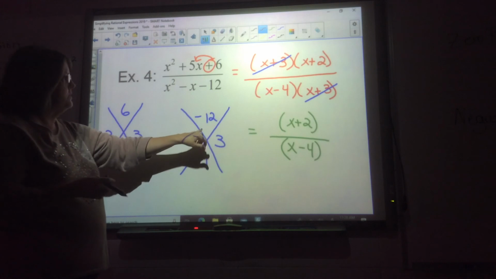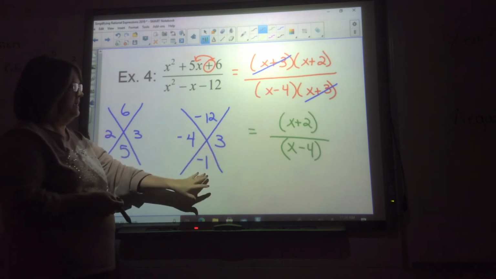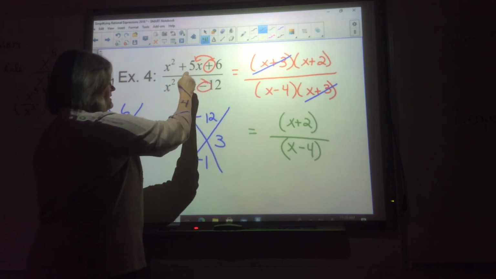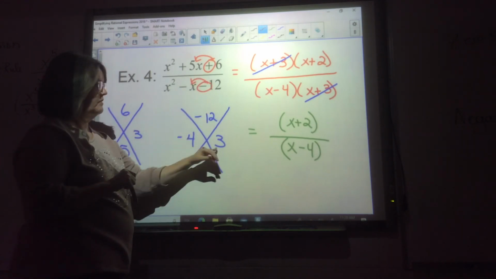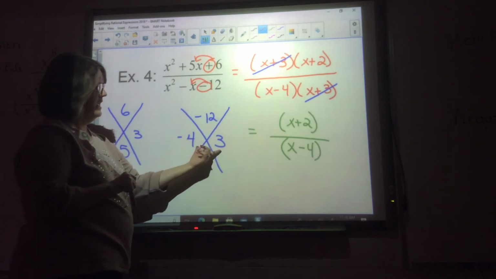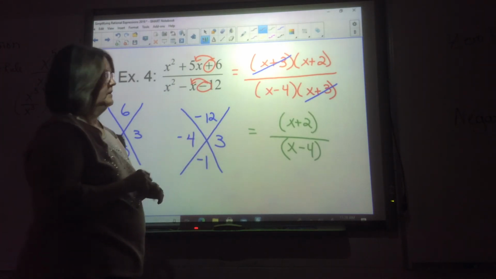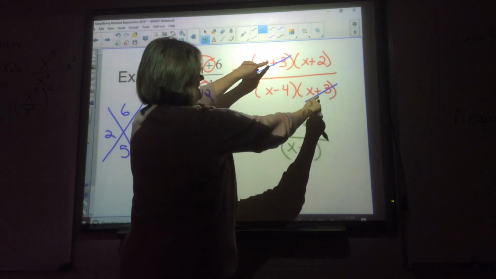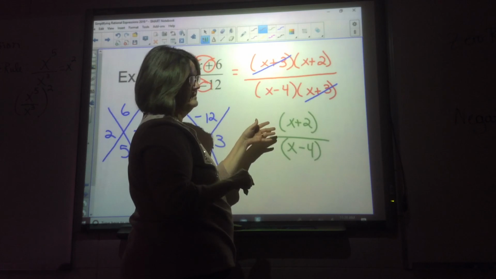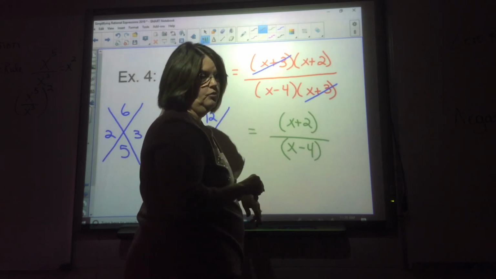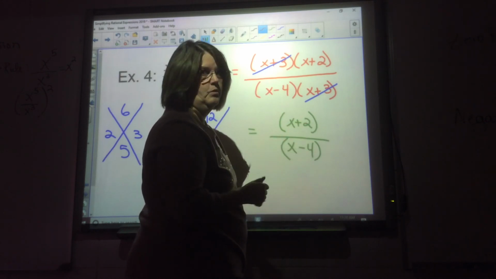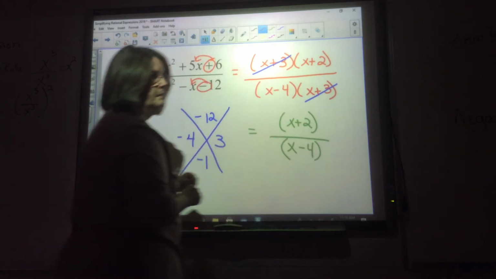Same thing here, you put -12 in the top of the x, -1 in the bottom. What factors of 12 subtract to be 1? That's going to be 4 and 3, and the 4 has to be negative. That's how -4 plus 3 is -1, and when you multiply them, you get -12. Now, what is the same is the x plus 3, that cancels, and my answer is x plus 2 over x minus 4. And no, you cannot cancel the x's, and you cannot cancel the 2 with the 4. Remember on the problem prior, how I explained that can't be done.